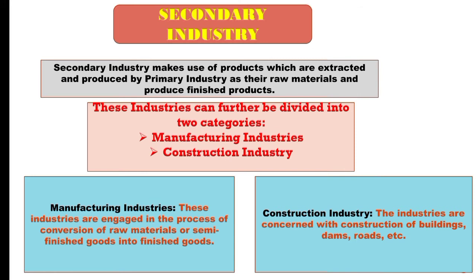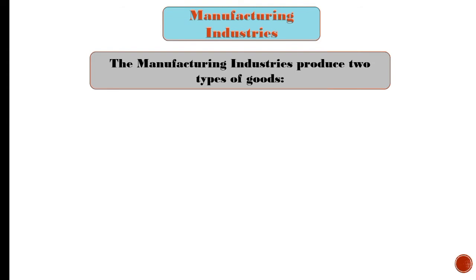Now if we talk about construction industry, these industries are concerned with construction of buildings or roads or dams. So construction industry is totally concerned with the construction of buildings, dams and roads. Now, manufacturing industries basically produce two types of goods. As we have already learned, the industries produce two types of goods.